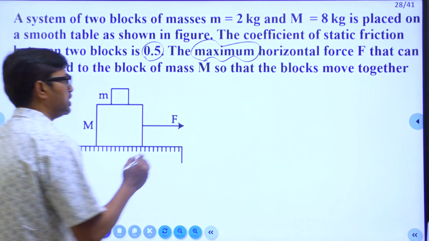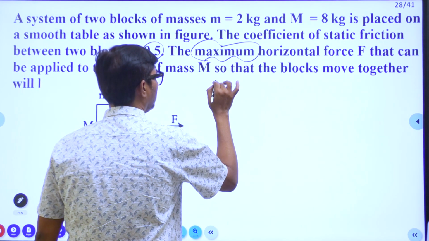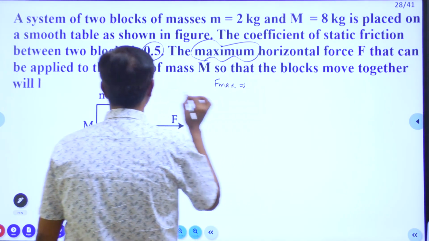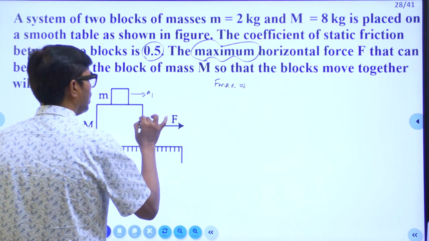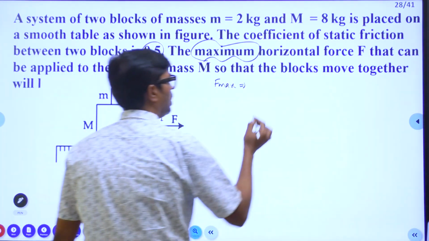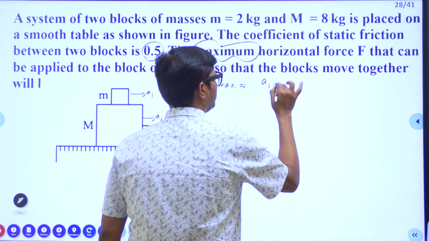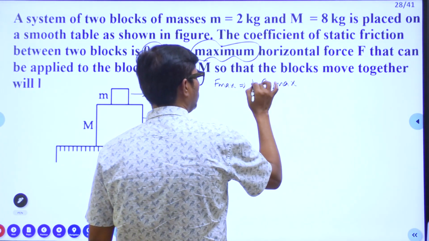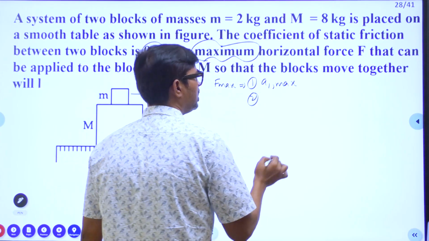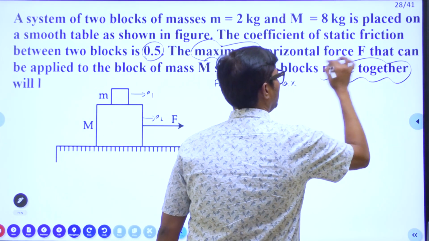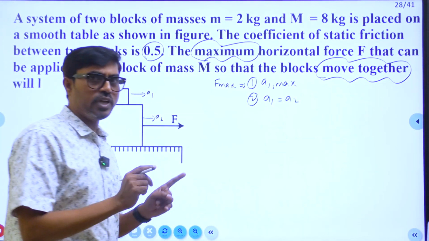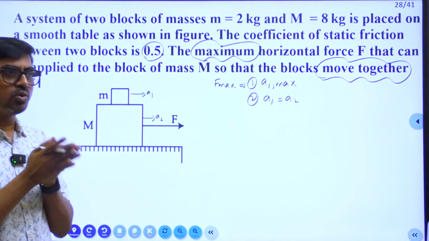See, there are two conditions here. One condition is we have to find F max. Let's say this is A1, this is A2. I want to have A1 max, the maximum acceleration. That is one condition I need to satisfy. And the second condition is that they should move together, they are saying. So when they are moving together, they need to have A1 equal to A2. I have to make sure that A1 equals A2, that is one condition. Then only they'll go together.